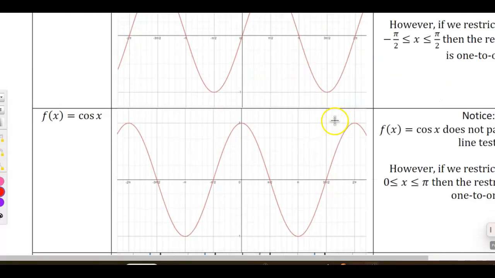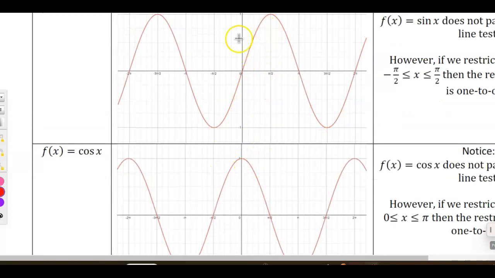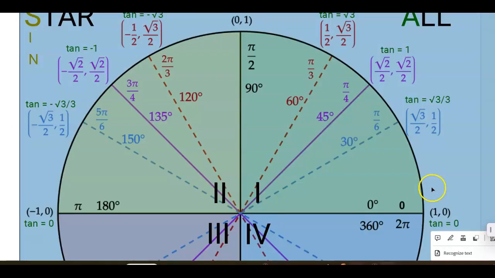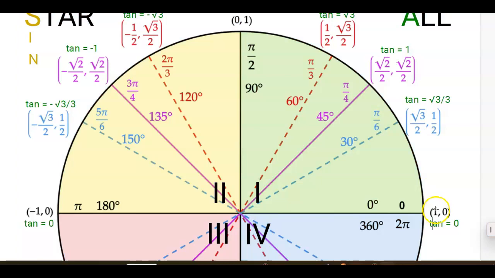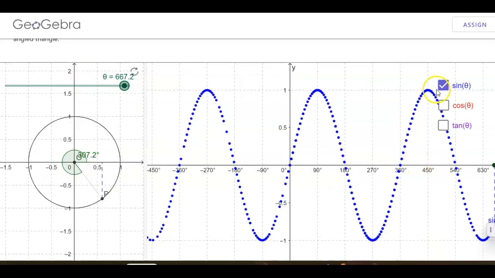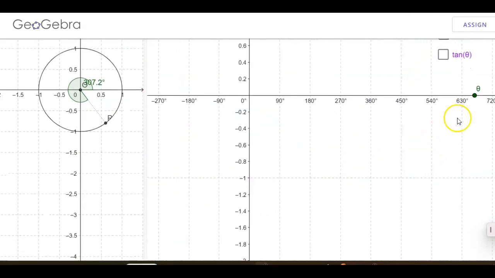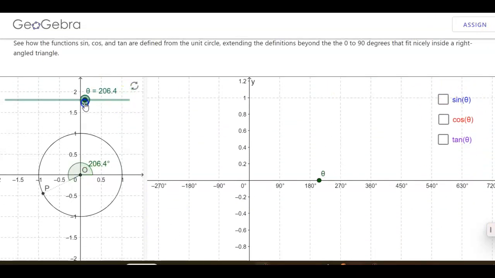Now cosine and sine, if you look at them side by side, are pretty much the same graph, but you remember that the cosine of 0 doesn't equal 0. Cosine of 0, or the x-coordinate of 0 degrees, is equal to 1. So that graph starts at 1 instead of 0. If I look at cosine only, back here, there we go, you can see it starts at 1. The x-coordinate of 0 degrees is actually 1.